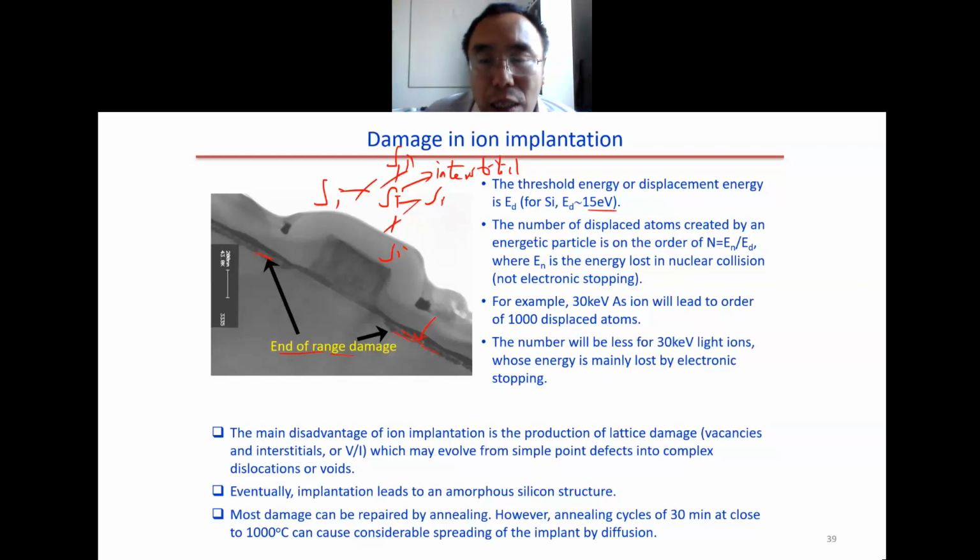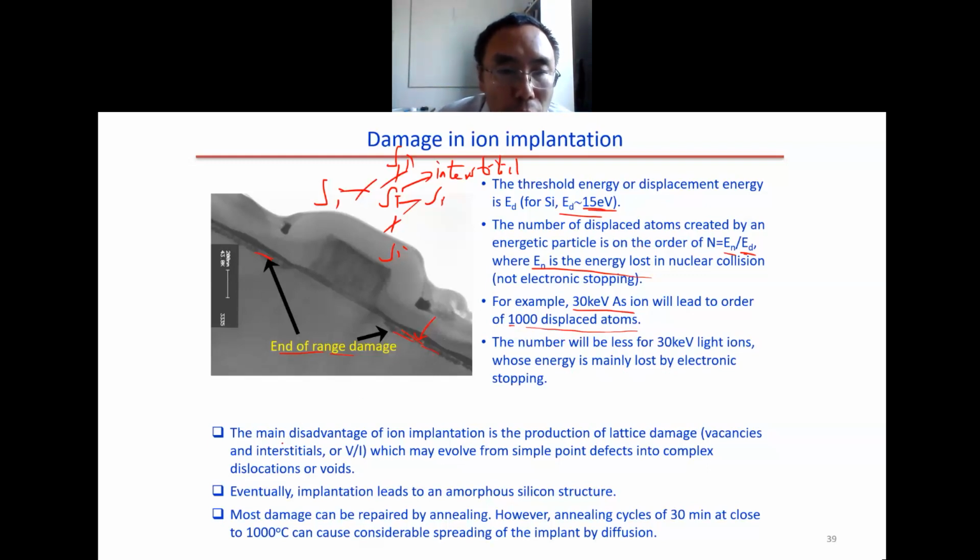So the number of displaced atoms created by the energetic particle is on the order of N equals En over Ed. So Ed is the energy needed to create one defect. En is the energy lost in nuclear collisions. For example, when we have a 30 keV arsenic ion, 30 keV divided by 15 electron volts, we get about 1,000 displaced atoms. The number will be less for 30 keV light ions because in this case, the energy will be mainly lost by electronic stopping, not by nuclear stopping.